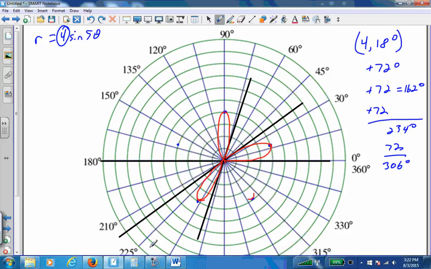And that's going to correspond to also where we're tangent. Which leads into a discussion. If we want to find the area of this petal, we need to know where to integrate from. Which leads into how do we calculate area of a polar curve?